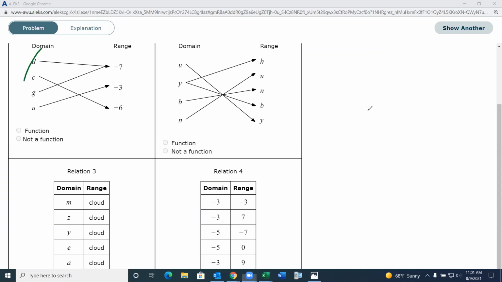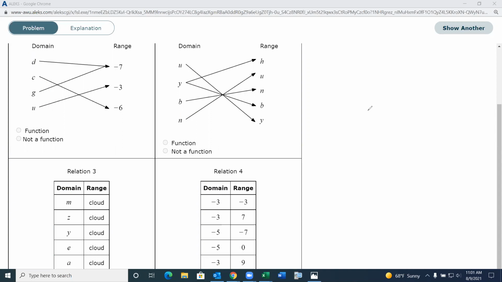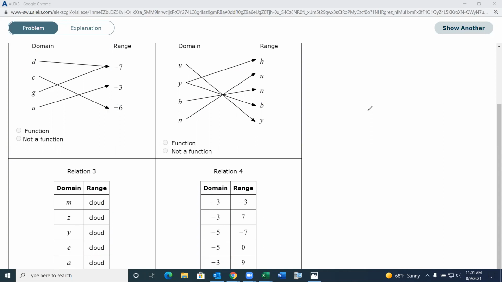You always have your x values on the left in the domain, and your y values are on the right in the range. Okay, so for something to be a function, you can't use an x value more than once.